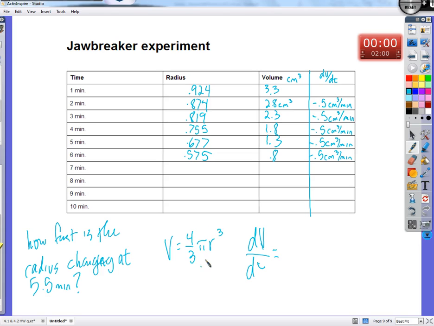So we take the derivative of this. This is just 4/3 pi, a constant, times the derivative of r cubed with respect to t. That's 3r squared times dr/dt. Then we can simplify: this 3 will cancel with this 3. So we get 4 pi r squared dr/dt equals dV/dt.